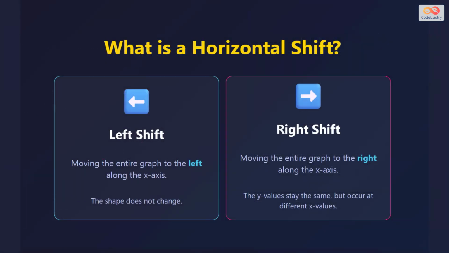So, what exactly is a horizontal shift? Simply put, it is moving the entire graph left or right along the x-axis. Notice that the shape of the parabola does not get wider or narrower, it just slides over to a new location.